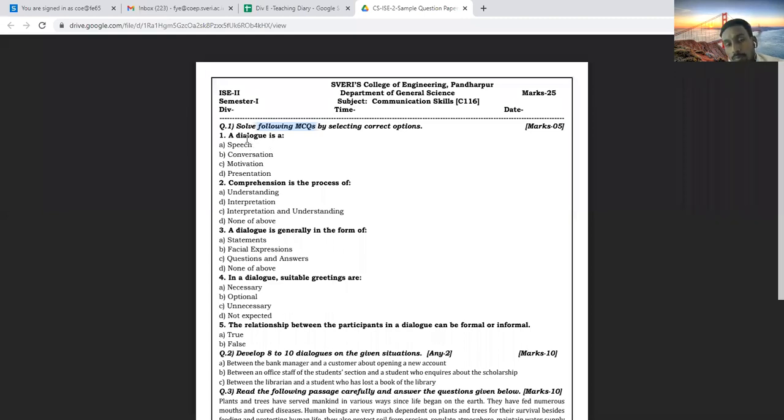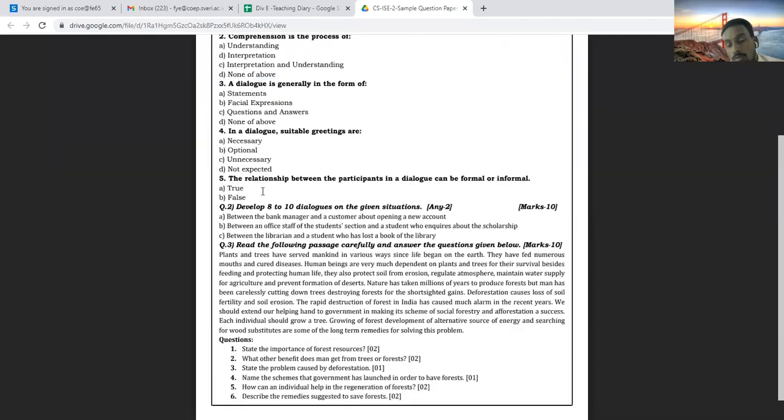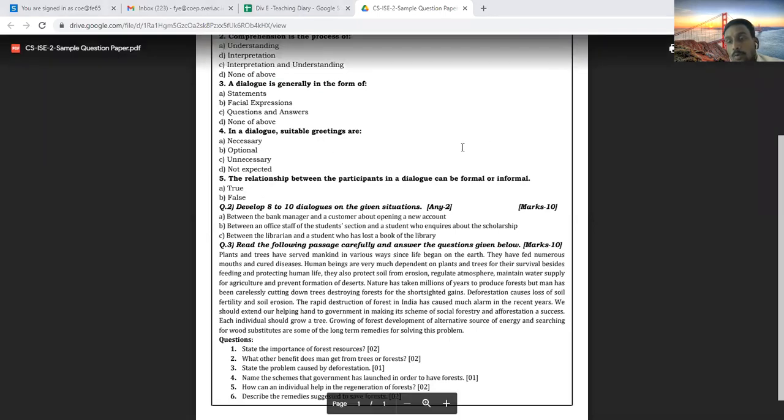In your unit number 3, oral communication, there is a conversation. So you are talking about dialogues. So questions are based on this. What is a dialogue? Whether it is speech, conversation, motivation, presentation. Then similar questions will be there. 5 questions will be there. If you attempt 5 correctly, you are going to get 5 marks here for the first question.